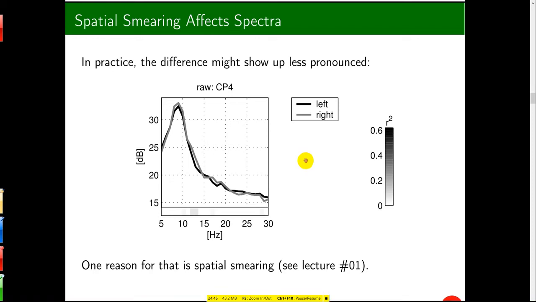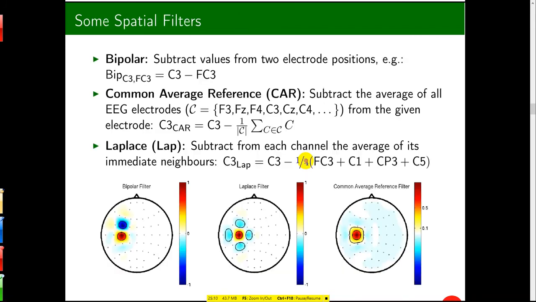And channels are very highly correlated to each other. One of the reasons is spatial smearing, the mixing of sources from different channels. To minimize this kind of spatial mixing or spatial smearing, there are some approaches already developed. One very simple one is the bipolar spatial filter. Another one is common average reference, or the other one is the Laplacian filter.